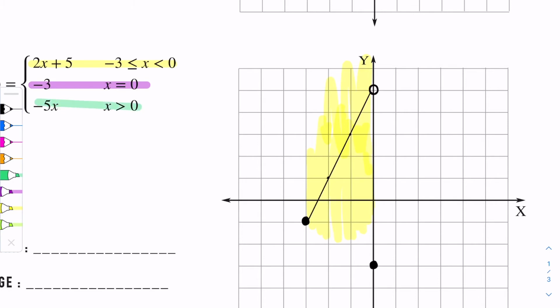And last we have -5x restricted to all values greater than 0. So -5x is also in slope-intercept form. We don't see a y-intercept because that is just 0, meaning we plot a point at 0. It's a negative slope, so go down 5 over 1 or up 5 over 1 and graph your line.